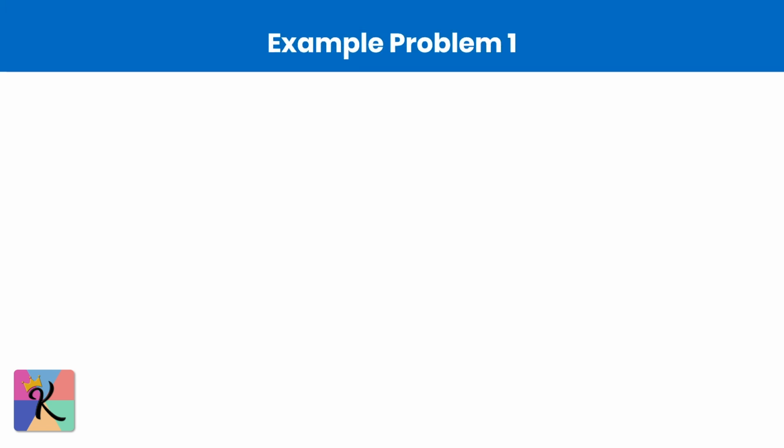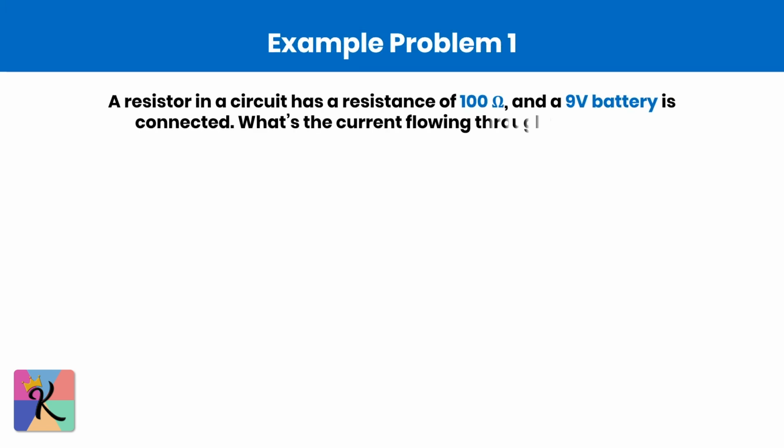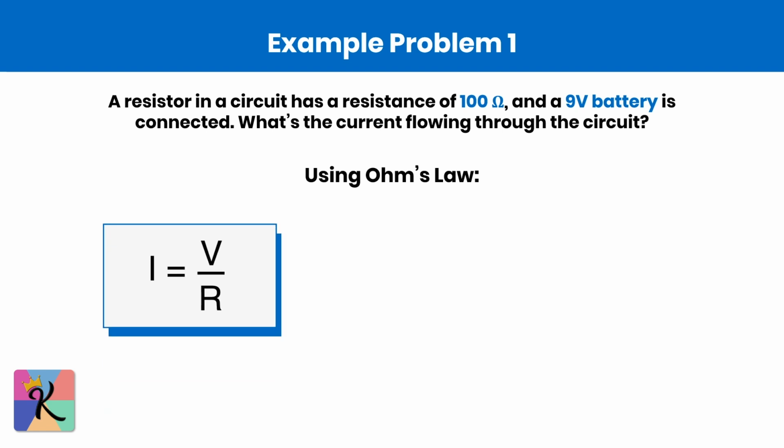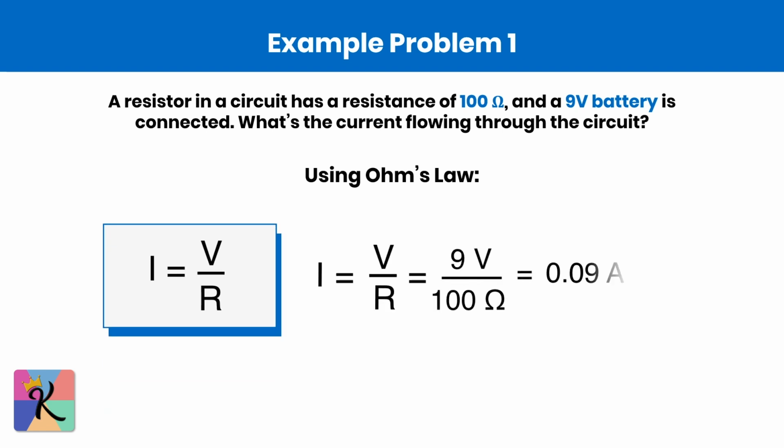Here's an example problem. A resistor in a circuit has a resistance of 100 ohms, and a 9-volt battery is connected. What's the current flowing through the circuit? Using Ohm's law, current equals voltage divided by resistance. Substituting the values, 9 volts divided by 100 ohms equals 0.09 amperes, so the current is 0.09 amps.